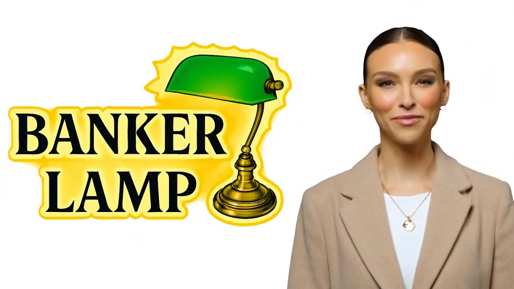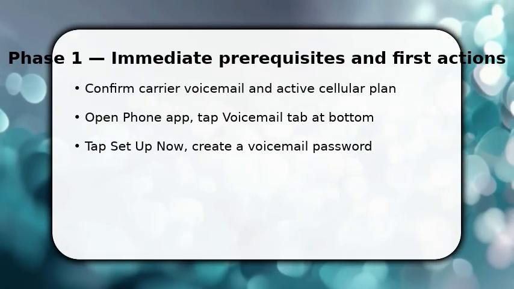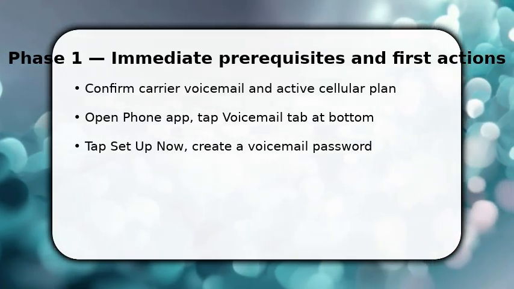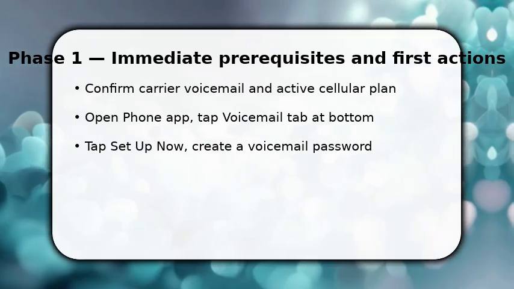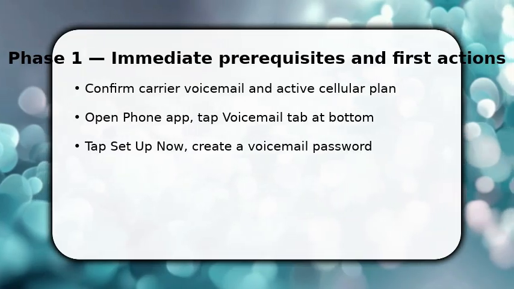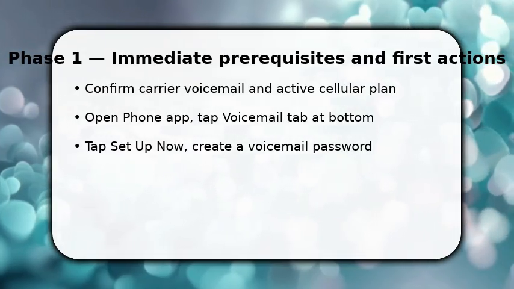Please enjoy the video. You're ready to set up voicemail now. First, confirm your carrier supports visual voicemail and your plan is active. Otherwise, standard voicemail will behave differently. Once confirmed, open the phone app and tap the voicemail tab. Tap Setup Now when prompted.